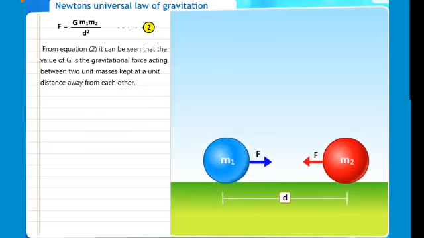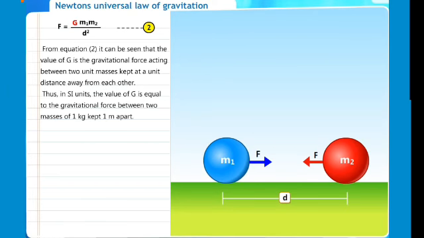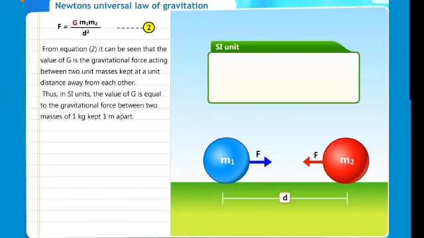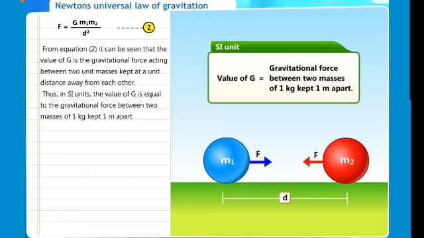Now see here, F equals G m1 m2 upon d square. Here G is the universal gravitational constant. What are m1 and m2? Masses. And what is d? Distance. From equation 2, it can be seen that the value of G is the gravitational force acting between two unit masses kept at a unit distance away from each other.